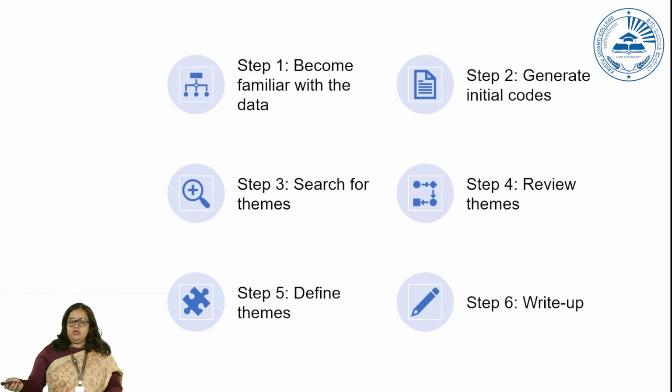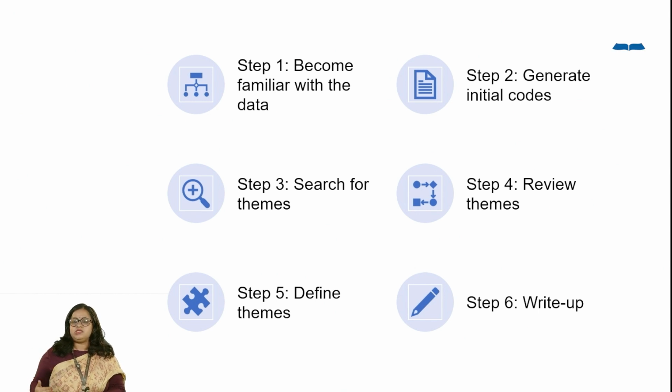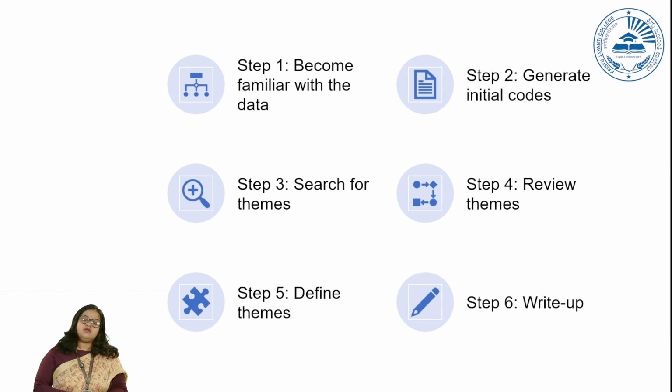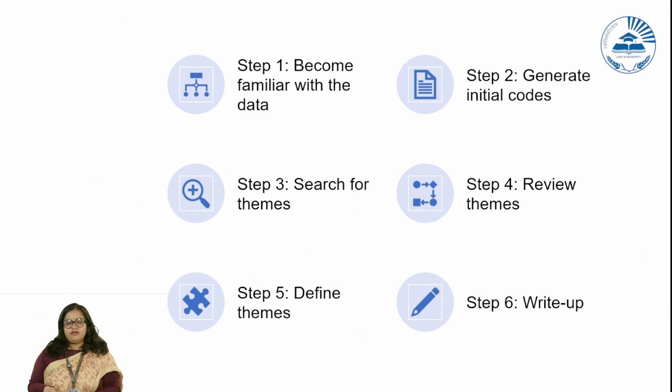Now coming to Braun and Clarke's model, it is divided into a 6-phase model. I am going to overview all the 6 phases before we learn each of the steps separately. Step 1 is becoming familiar with the data. Step 2 is generating initial codes. Step 3 is searching for the themes and giving terminologies to the themes. Step 4 is reviewing our themes, or going back and checking whether the themes we have identified are actually meeting the objectives of our study.